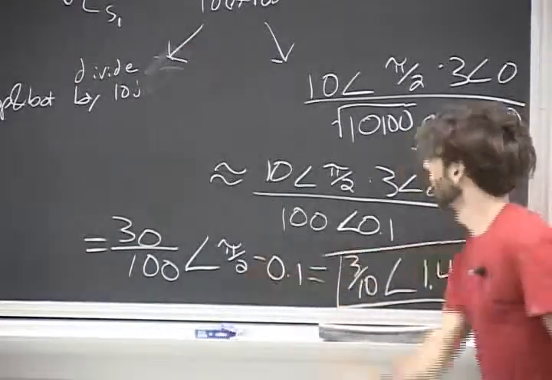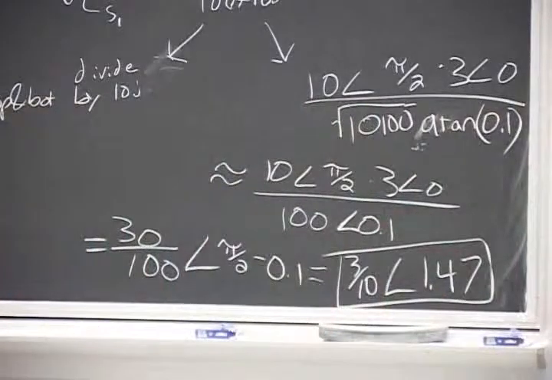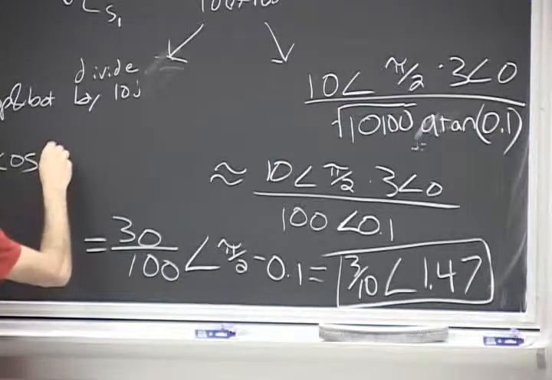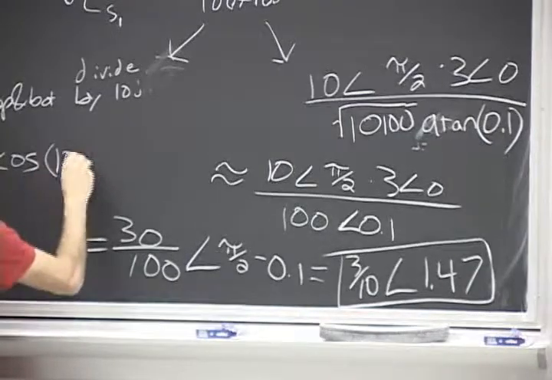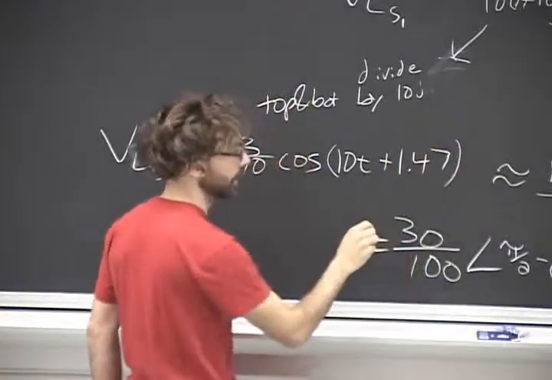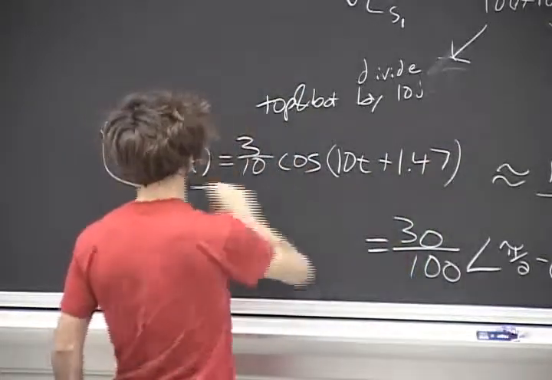Okay, right? Okay, so then what is VLS1 of t? What's omega? Okay, did we do that right? Pi? Okay, cool. So that's the left source.